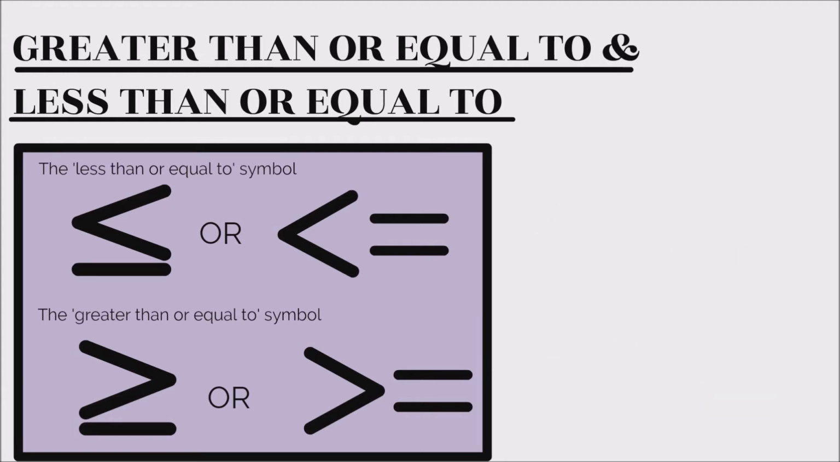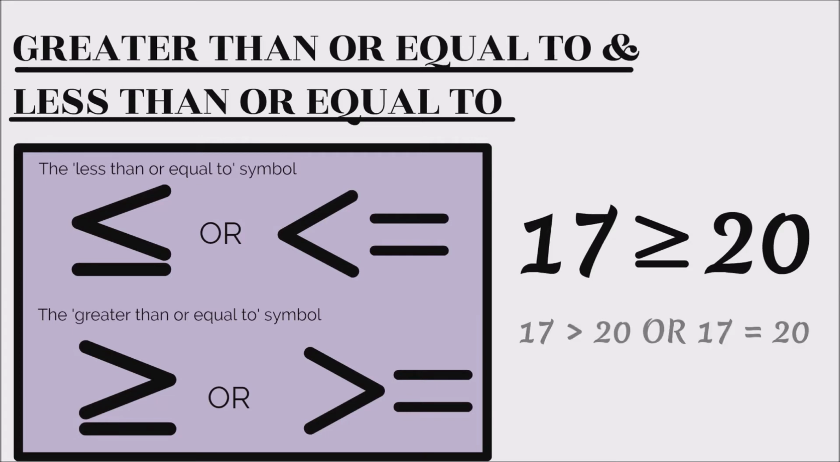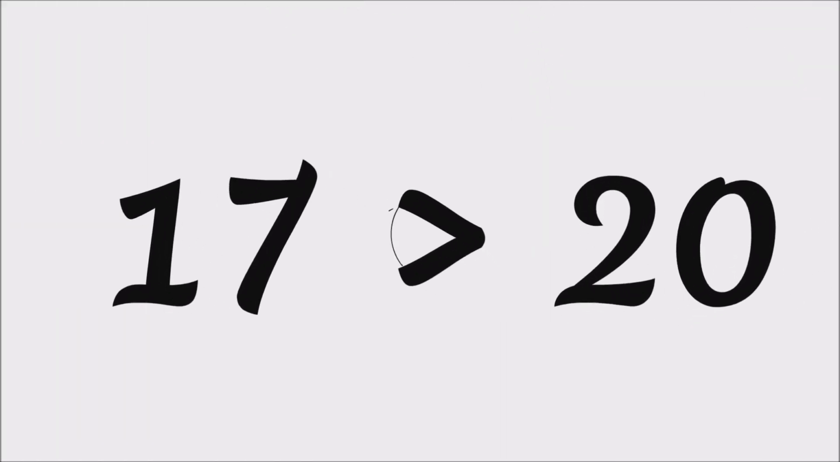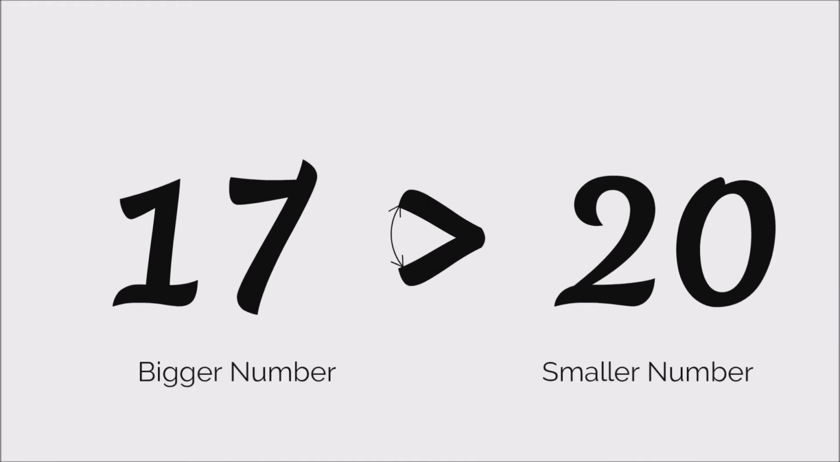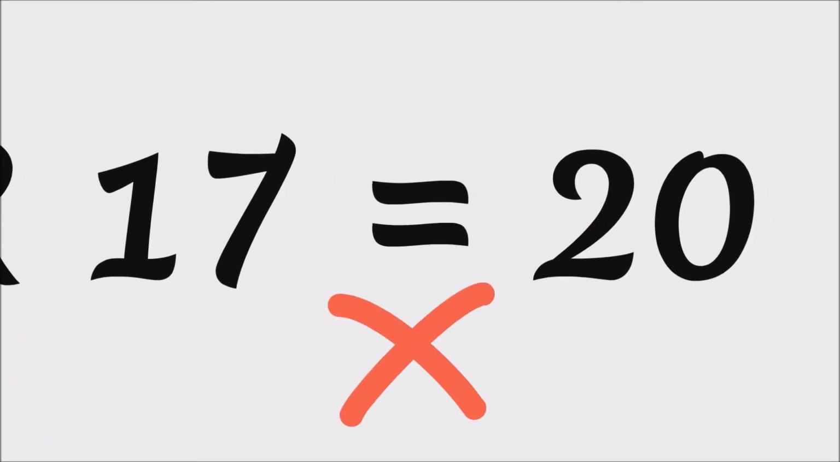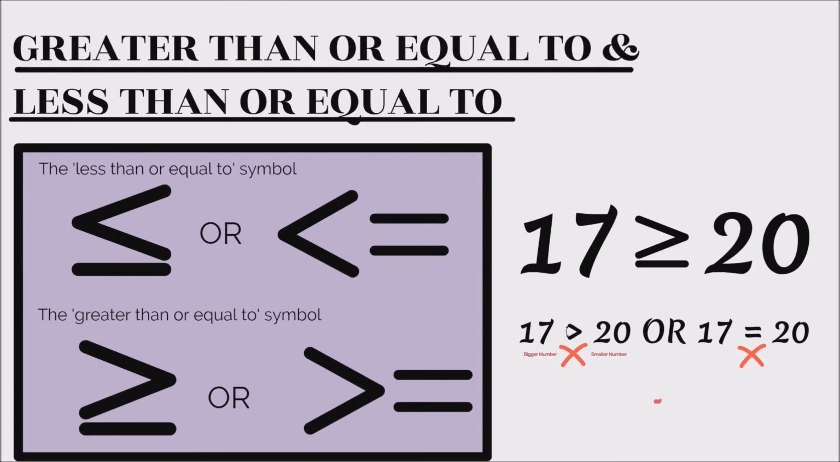How about, is 17 greater than or equal to 20? Now, using my tip earlier, the bigger part of the sign is facing 17, which should mean that 17 should be the bigger number, but it's not. So we know that the sign is incorrect because 17 is actually less than 20. 17 is also not equal to 20. Therefore, that whole statement is wrong because both of those are false. 17 is not greater than 20 and 17 is not equal to 20.